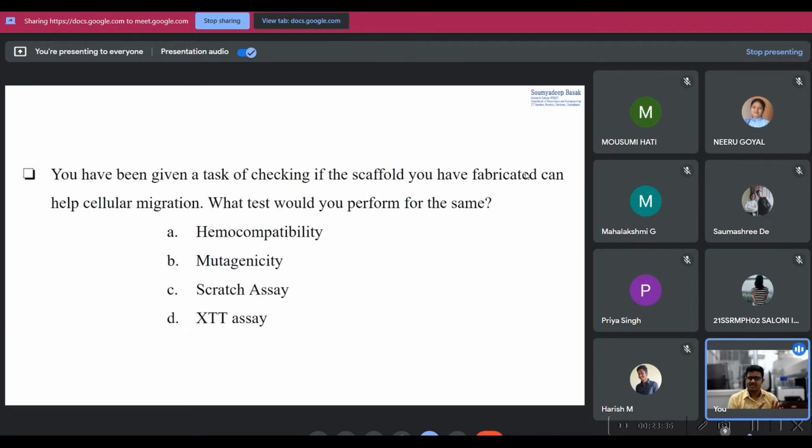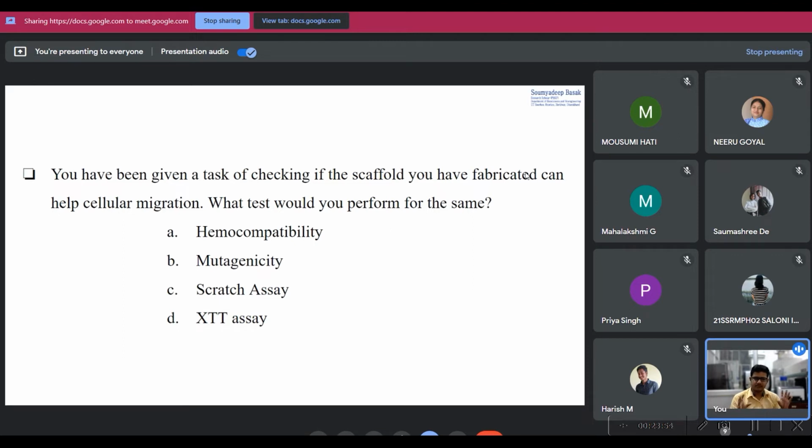Now the XTT assay is also a cytotoxicity measurement assay. You remember, right? The MTT assay, XTT assay. These kinds of assays are for cytotoxicity measurement. But here the question was about cellular migration studies. What can be done? Scratch assay was there.